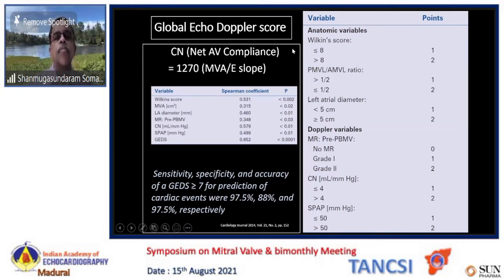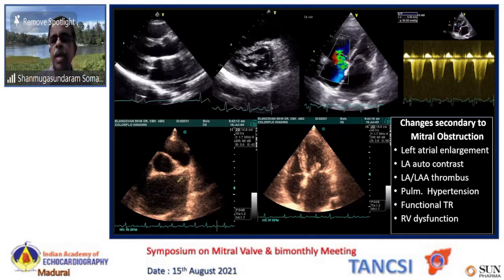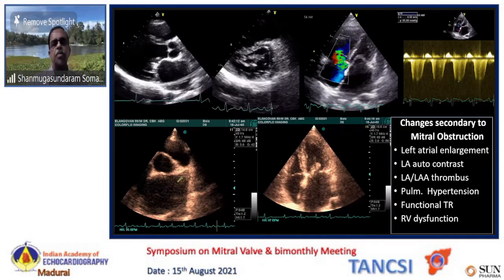We have now another method, the global echo Doppler score, which also looked at the length of the leaflets, left atrium, the degree of PH, and not only that, the AV compliance, which can be measured by echocardiography. If the score goes more than 70, it's not going to be good, and the post-procedure events are going to be more.